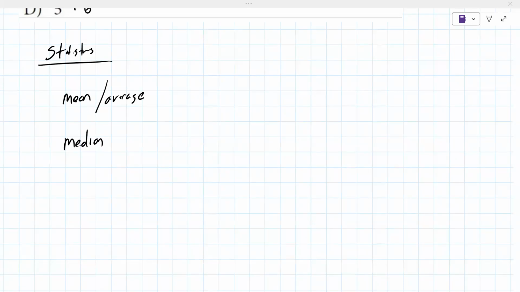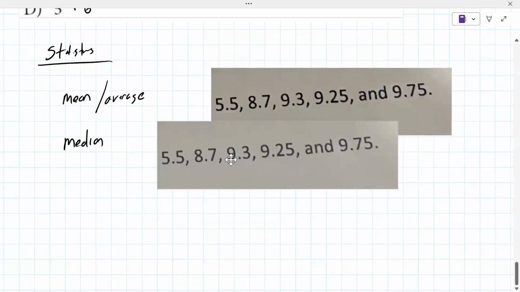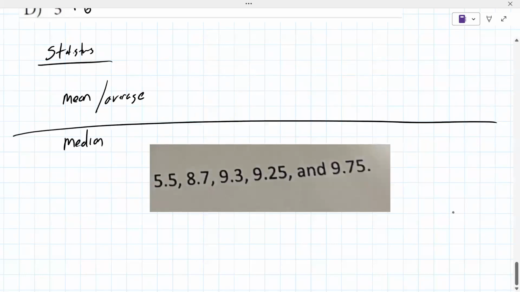Now, let me give you a question here. It's actually a really deceptive question, so keep that in mind when you do this. What is the median of this data set? 9.3. Oh wait, no, because you have to put in order. Yes, put in order. Yes, very good. 9.25. Good.